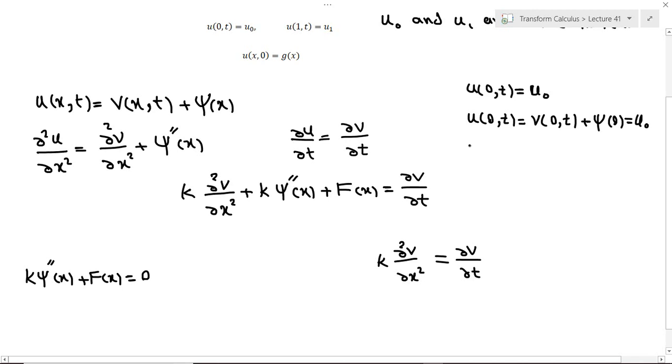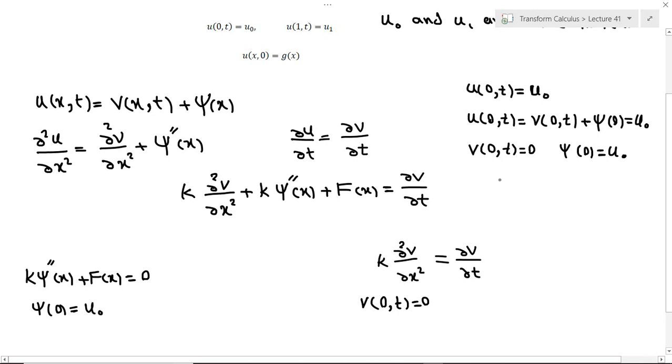I assume v of 0 and t is equal to 0, and psi 0 is equal to u0. Why do I make this assumption? Because I want to make one homogeneous boundary condition. So in fact, now I have v of 0 and t is equal to 0, and here we have psi at 0 is equal to u0.